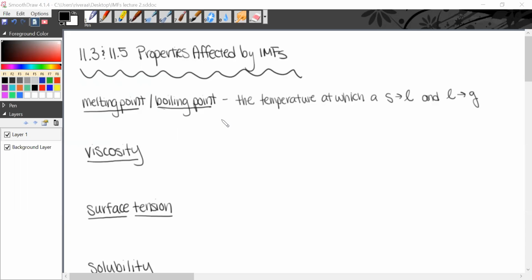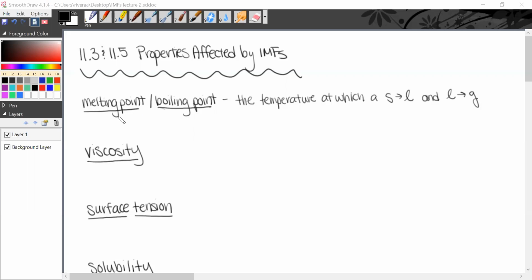So the first set of properties that I want to talk about are melting point and boiling point. And you already know what melting point and boiling points are. They're the temperatures at which a solid turns into a liquid and a liquid turns into a gas. But we're going to add to this definition because now you know more. Now you know that pressure also affects melting point and boiling point.